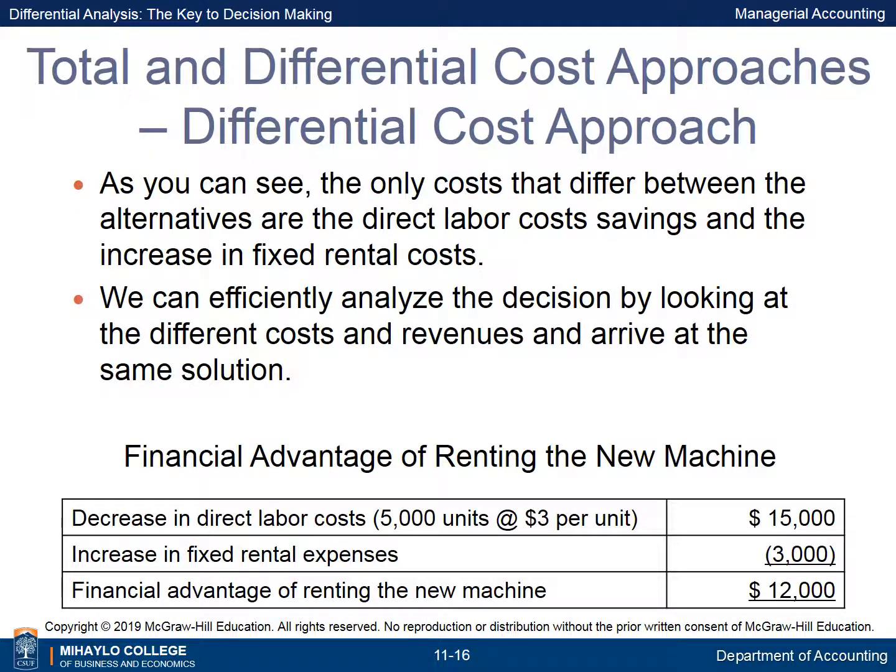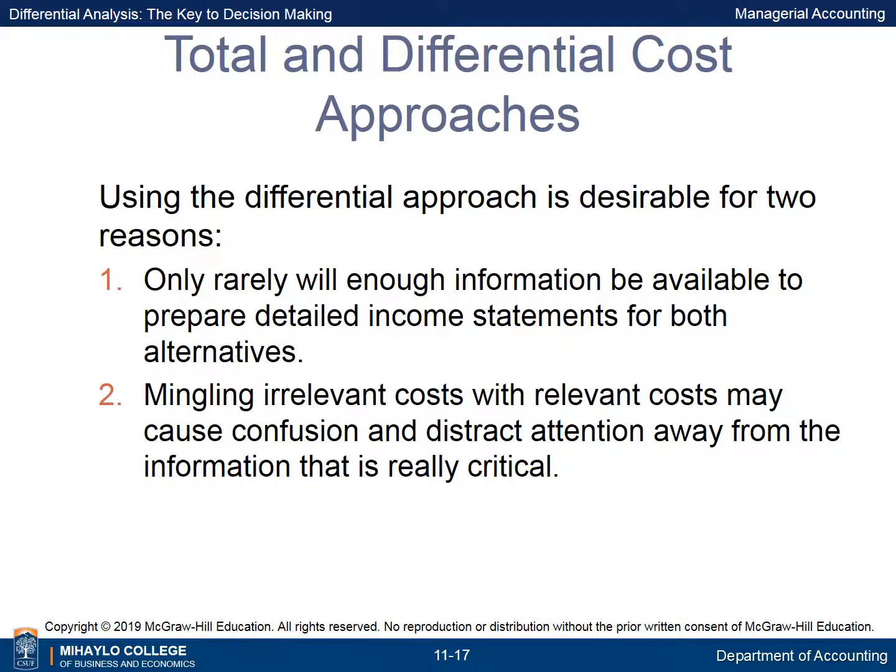The only costs that differ between the alternatives are the direct labor costs savings and the increase in fixed rental costs. We can efficiently analyze the decision by looking at the different costs and revenues and arrive at the same solution of a $12,000 financial advantage of renting the new machine. Using the differential approach is beneficial for two reasons. 1. Only rarely will enough information be available to prepare detailed income statements for both alternatives. 2. Mingling irrelevant costs with relevant costs may cause confusion and distract attention away from the information that is really critical.